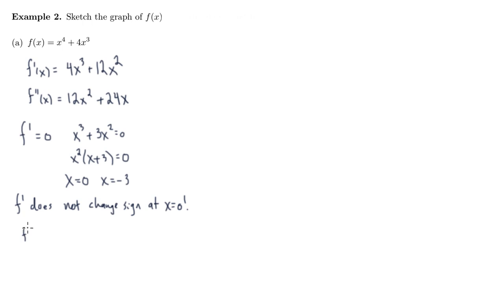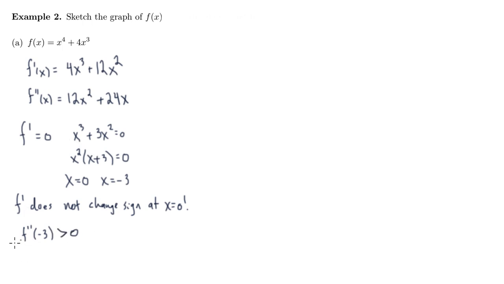But for -3, I think we can actually use the second derivative test. So f double prime of -3, so this is going to be 12 times 9 minus 24 times 3. Now because 12 and 24 differ by a factor of 2, and 9 and 3 differ by a factor of 3, 12 times 9 is bigger than 24 times 3. So let's just do it. 12 times 9 is 108, and 24 times 3 is 72. So it's 108 minus 72, whatever, it's positive, okay?